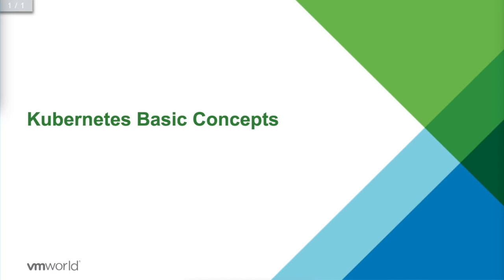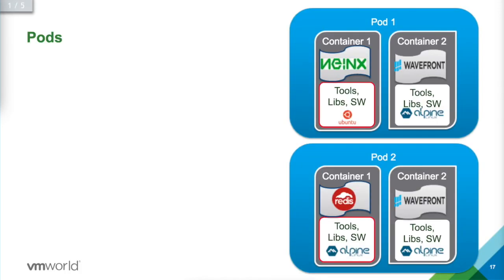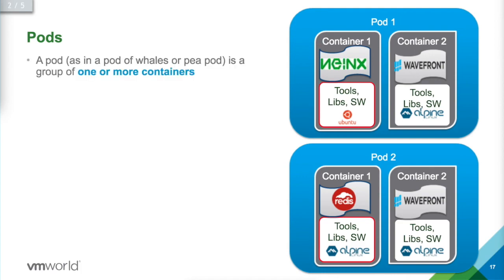In this section, we are going to cover Kubernetes basic concepts. Pod is the atomic unit of deployment in Kubernetes. It is the most granular unit of workload that runs on the platform. A pod is a composition of one or more containers. When dealing with Docker, we talk about containers. However, when working with Kubernetes, we have to deal with pod.